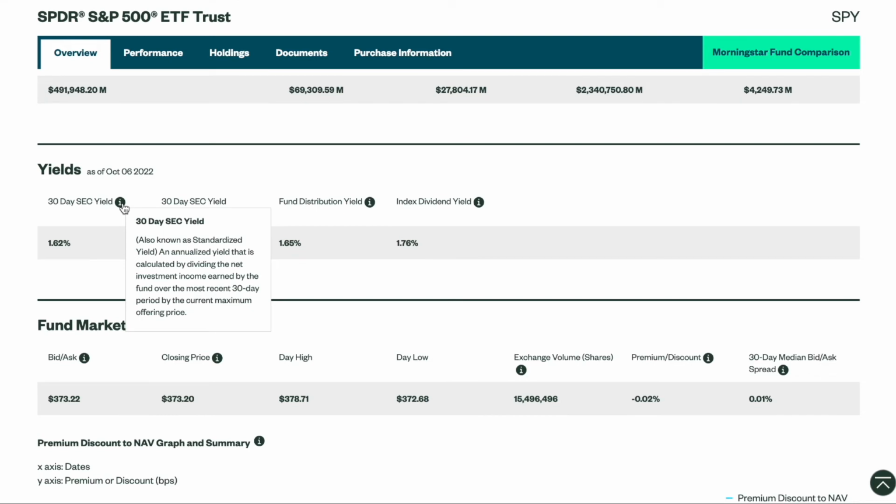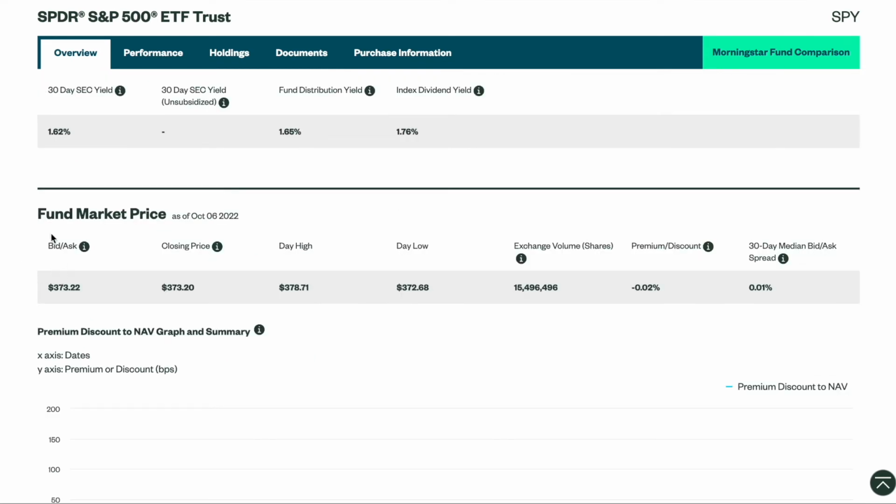The 30-day SEC yield, also known as the standardized yield, is an annualized yield calculated by dividing the net investment income earned by the fund over the most recent 30-day period by the current maximum offering price. Then you have the fund market price, or that bid and ask I was talking about earlier, the closing price, and the day high and the day low, because like stocks traded on a brokerage and exchange, ETFs have their highs and lows right there. So that's what it was trading at as of October 6th, the last trading day.